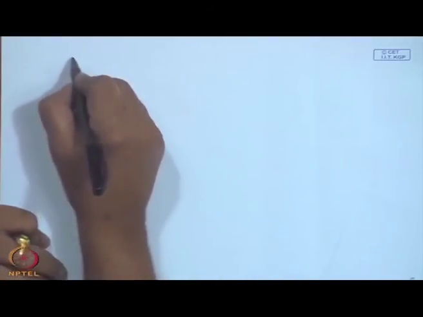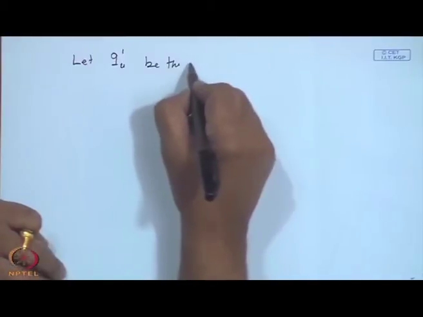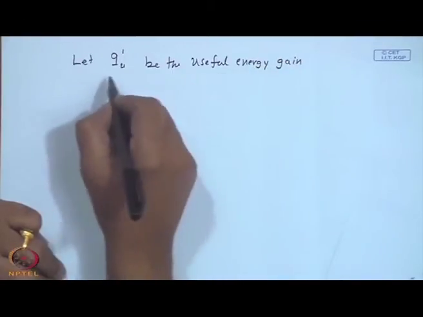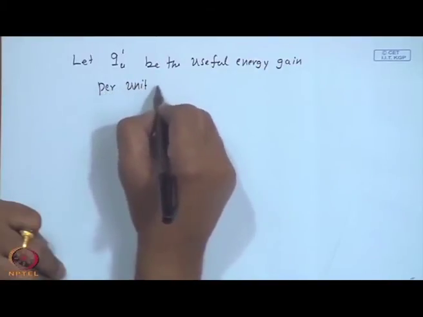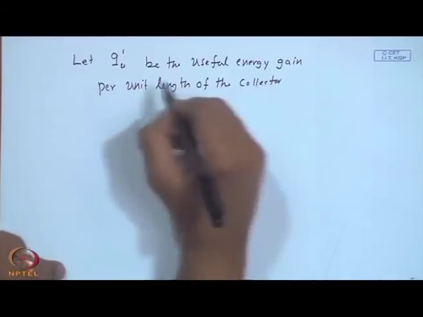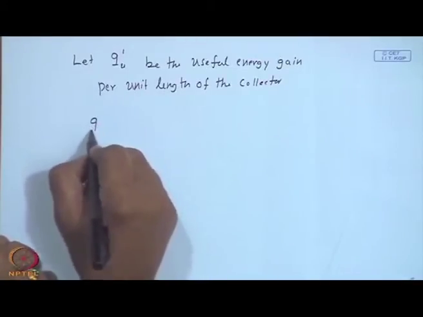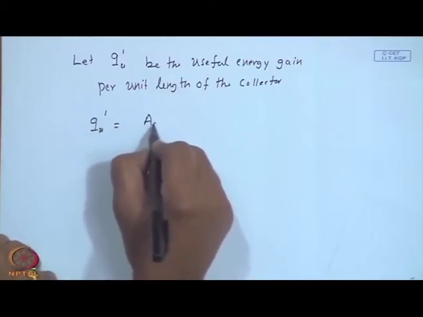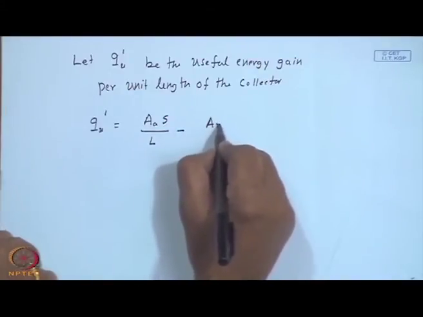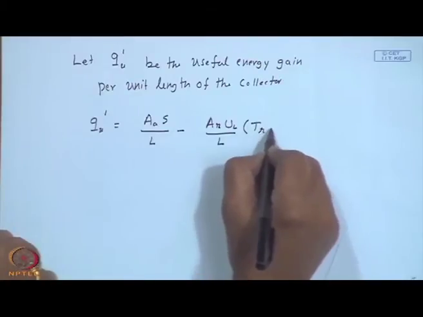So, now let q u dashed be the useful energy gain per unit length of the collector. Okay. So, perpendicular to the plane of the paper, L, 1 unit length we are considering. This q u dashed will be Aa times S by L minus Ar UL by L into Tr minus Ta.